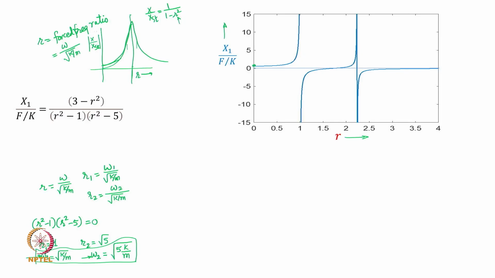Why? Because when r is equal to 0, this is going to be 3 by 5, isn't it? So this starts from 3 by 5 when r is equal to 0, and then as the speed or frequency increases, it shoots up, and then here you will have resonance, large amplitude at r equal to 1. We expect that. Why? Because our first natural frequency is square root of k over m, and therefore r equal to 1 is the first resonance point. Clear?